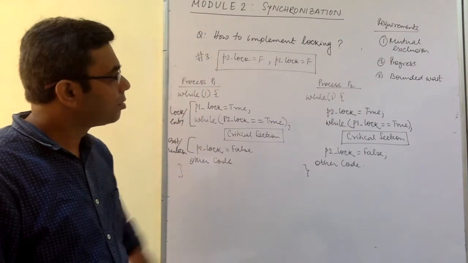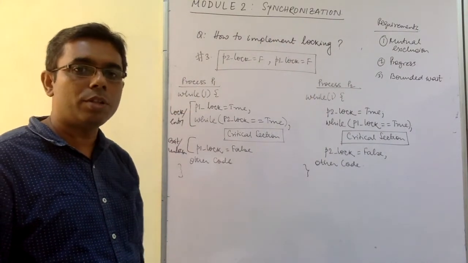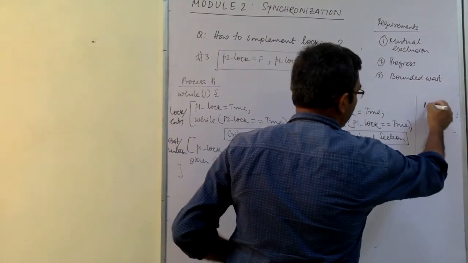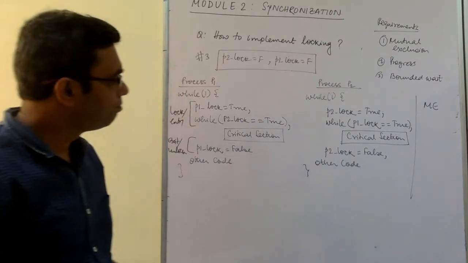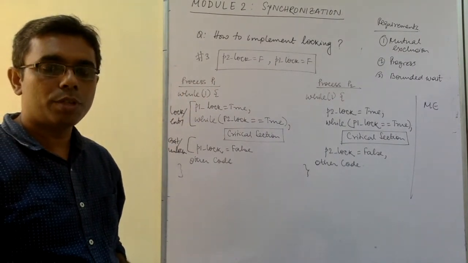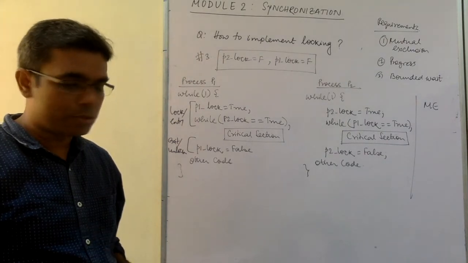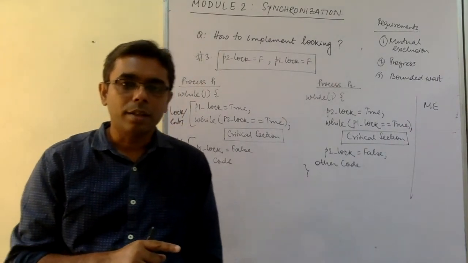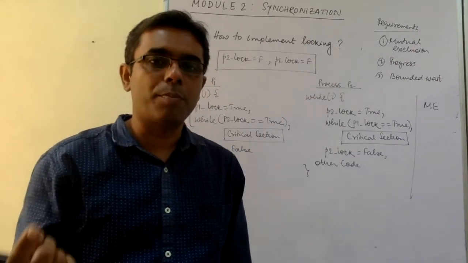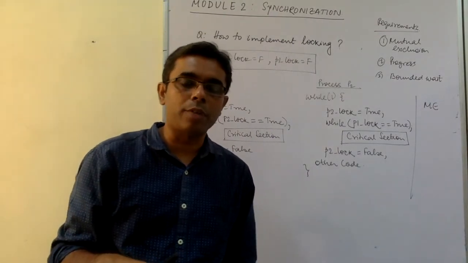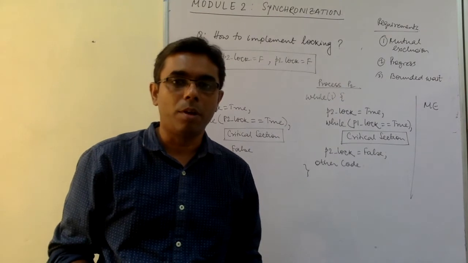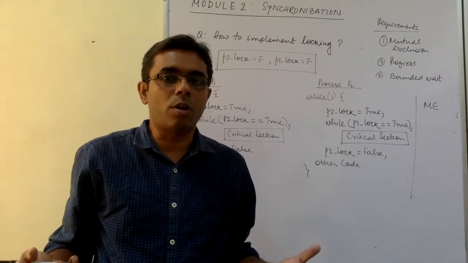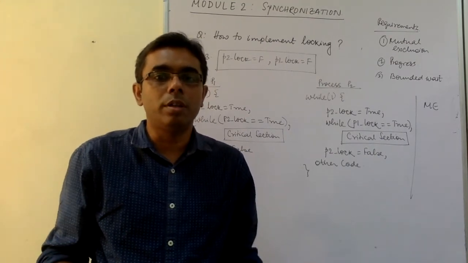The question is, does it satisfy all the three requirements? Mutual exclusion. Does it satisfy mutual exclusion? Yes, it really satisfies mutual exclusion. The previous problem was that you were checking the other process, and then there was a possible context switch, and that led to the problem, because you read the status of both the flags, and in between there was a context switch, so both of them eventually came to the same value.